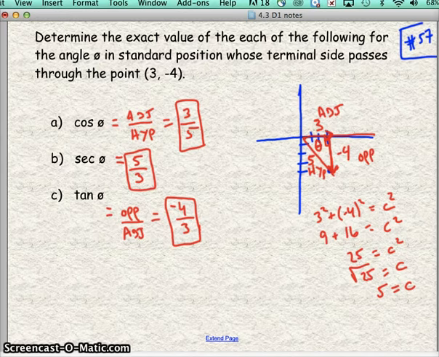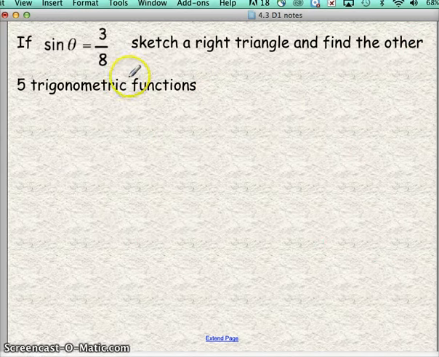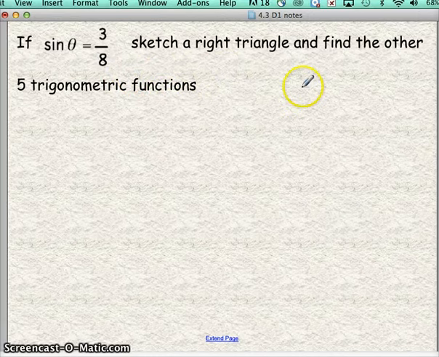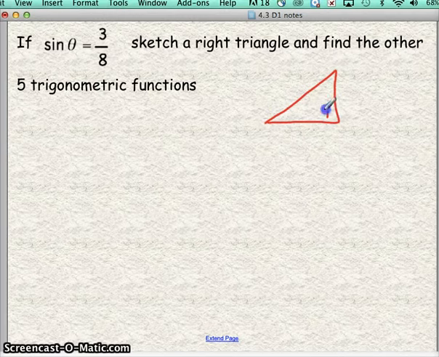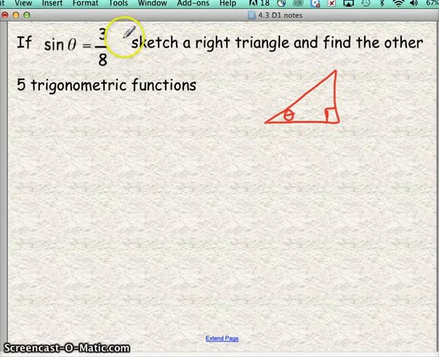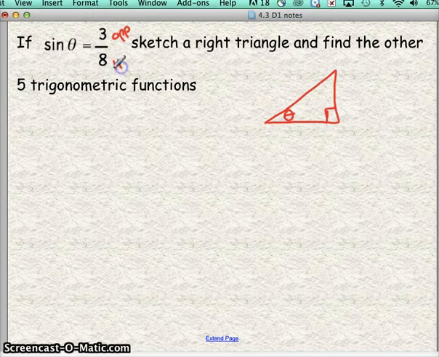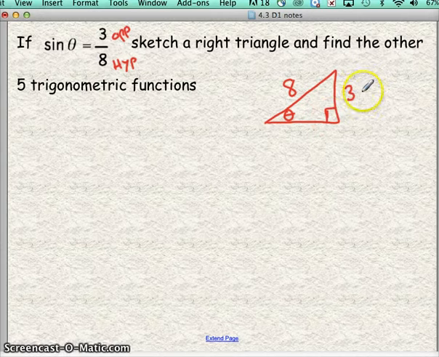Okay, moving on. If sine equals 3/8, sketch a right triangle and find the other 5 trig functions. So sketch a triangle. We've got a right triangle. Your theta could go in either of these two spots. I'm just going to pick one. Sine is opposite over hypotenuse, so I'm going to fill those sides in. Opposite of theta would be 3, hypotenuse would be 8.